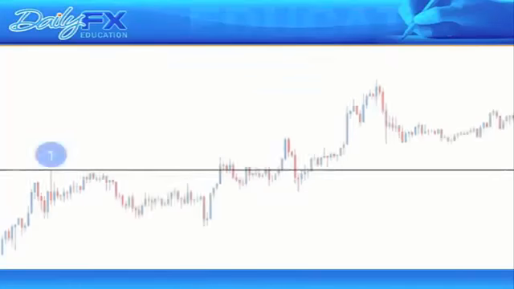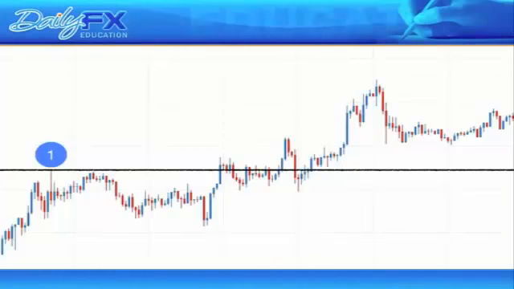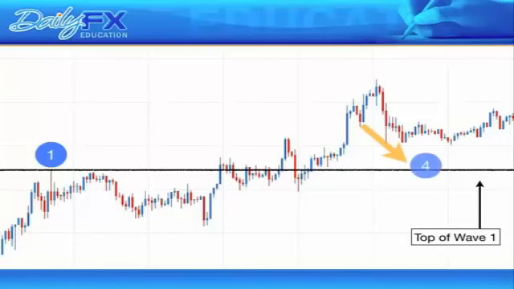You can see here that the high of wave 1 is represented by this line here. Additionally, the low of wave 4 is higher than the high of wave 1. If the low of wave 4 had instead fallen below the high of wave 1, then the cardinal rule would not be met, and our wave count again would be incorrect.